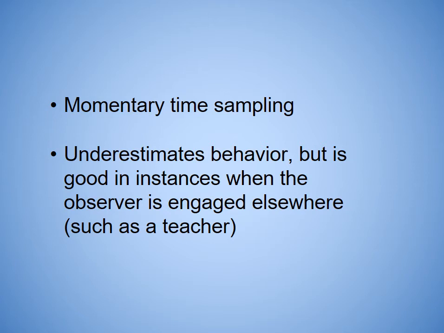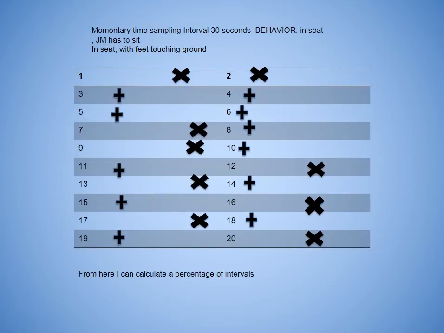So I would tell the person at the 30-second point, look up. If the person is engaged in the behavior, mark the interval as having occurred. If not, just keep track of what interval you're on. I put the X's, so there it is right there. The data sheet would look the same.